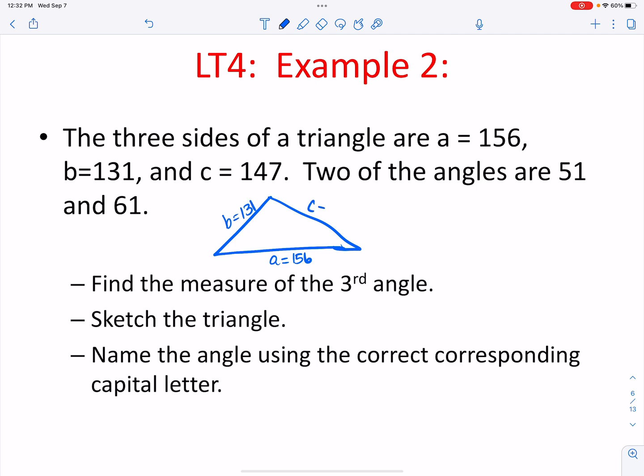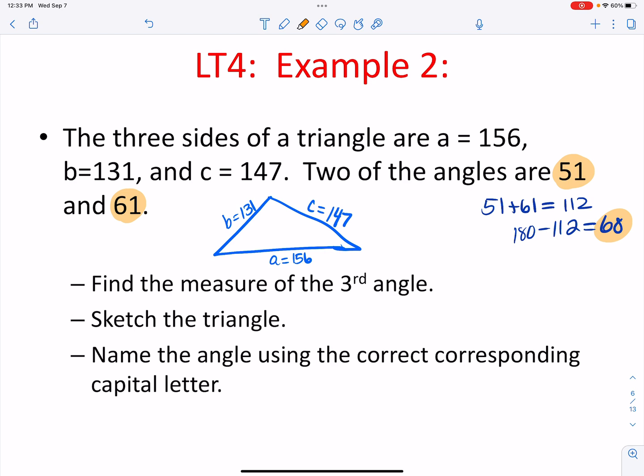And side C is 147. Okay, so now they're telling you that you have an angle at 51 and an angle at 61. So if I find the third angle, let's figure that out. 51 plus 61 equals 112. So if I do 180 minus 112, that's 68, right? So that means that my other angle in this triangle is 68.